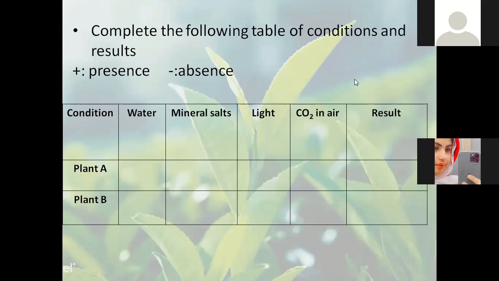So let's move first to complete the following table of conditions and results. Always, always remember, we have 4 important elements to mention in the table. Number 1, the water. You have to focus on this. Number 2, mineral salts. Number 3, light. And number 4, carbon dioxide in air, which is CO2 in air. And 5th, the result. Always you have to draw these 5 elements: water, mineral salts, light, CO2, and the result.